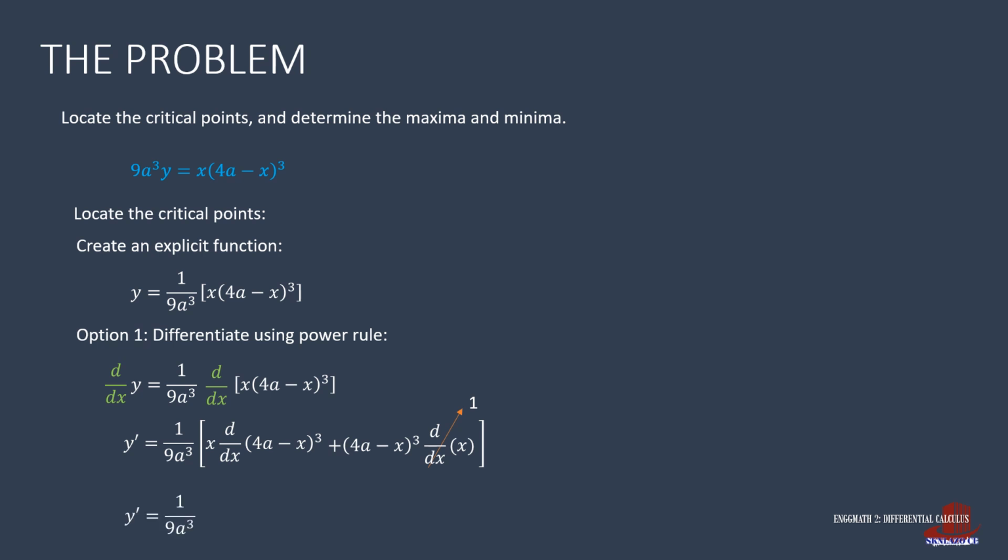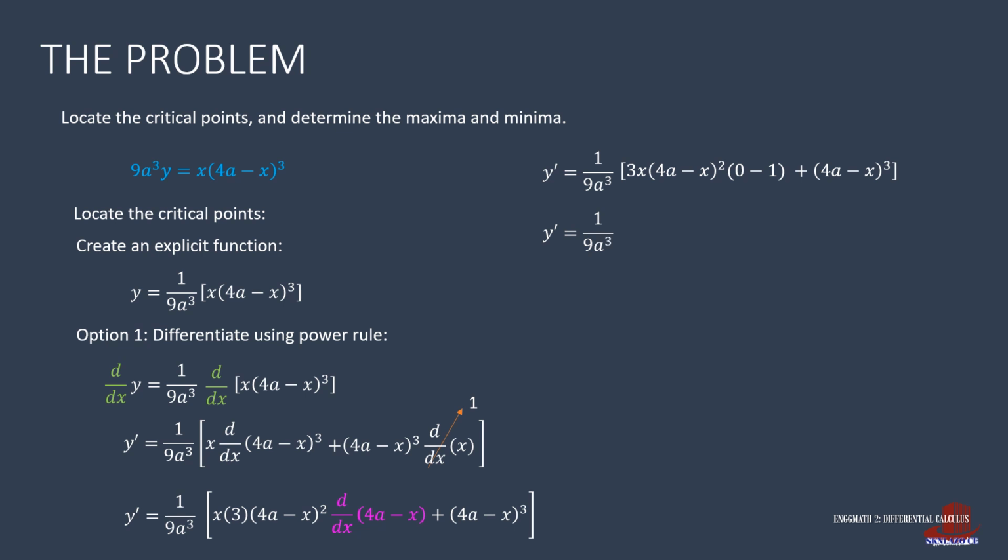Working on the derivative from the first term, y prime is 1 over 9a cubed with x times 3 with the square of 4a minus x, then attach the derivative of 4a minus x. Simplifying the derivative of 4a as 0 and the derivative of negative x as negative 1, y prime then is as shown, which then becomes 1 over 9a cubed times negative 3x with the square of 4a minus x plus the cube of 4a minus x.